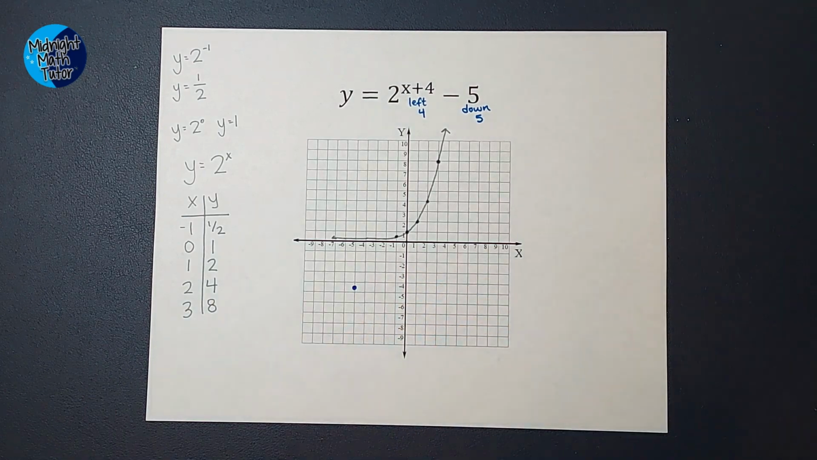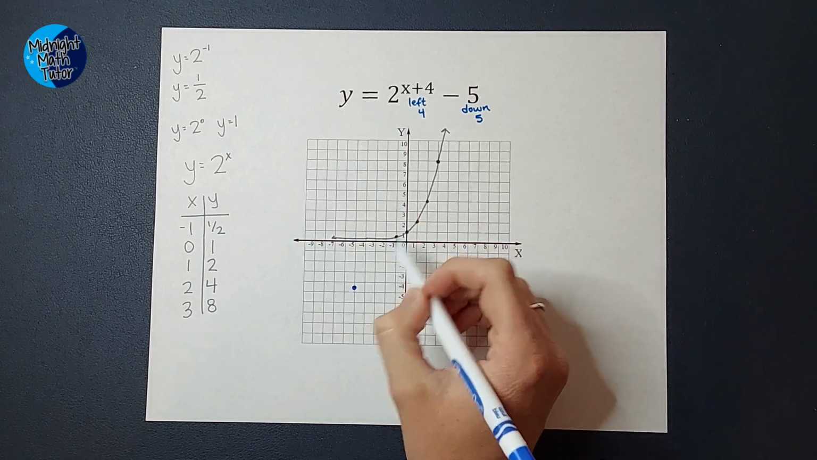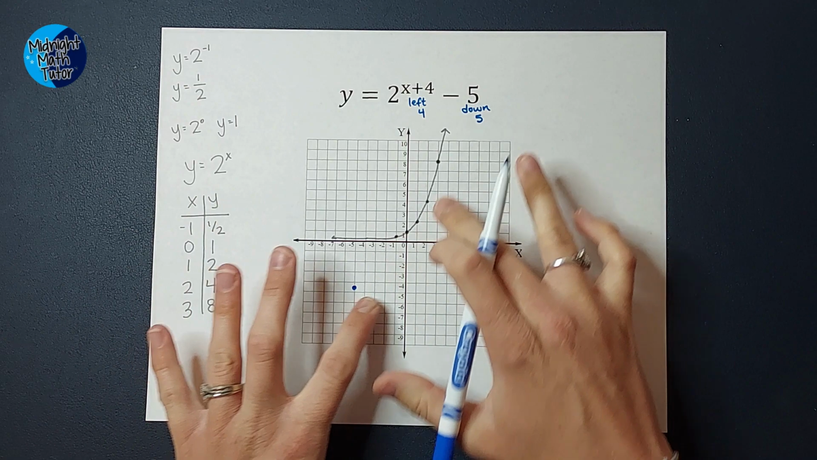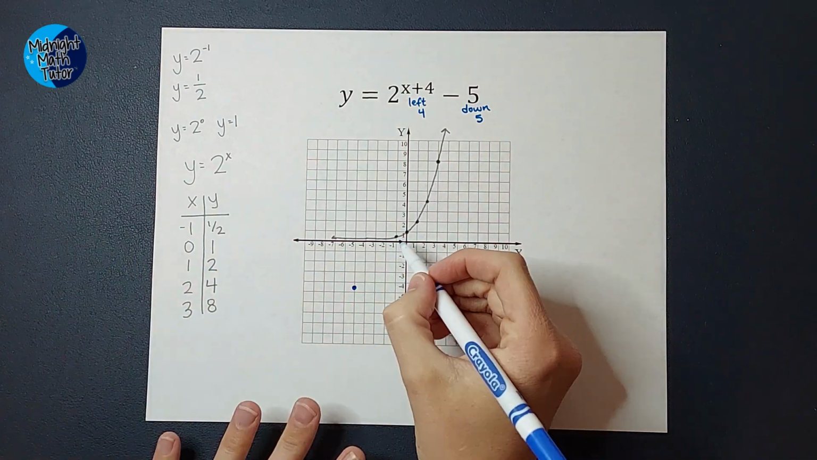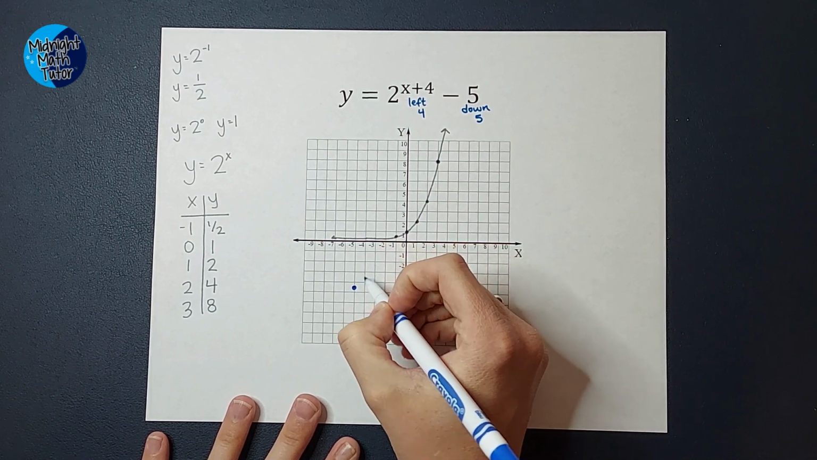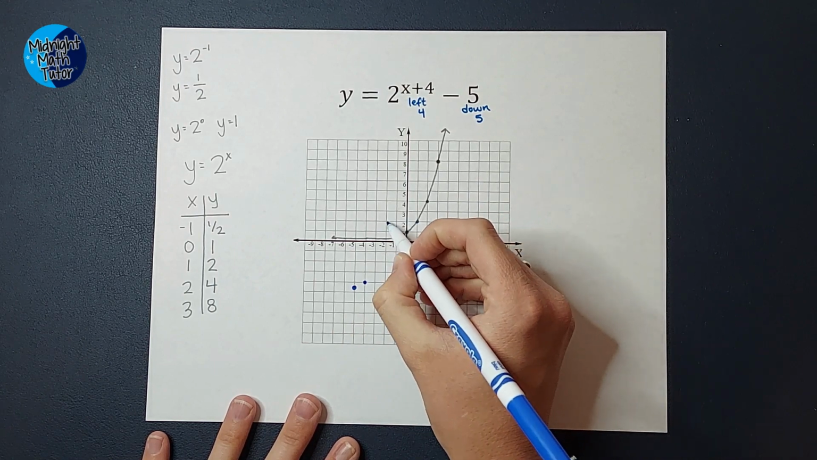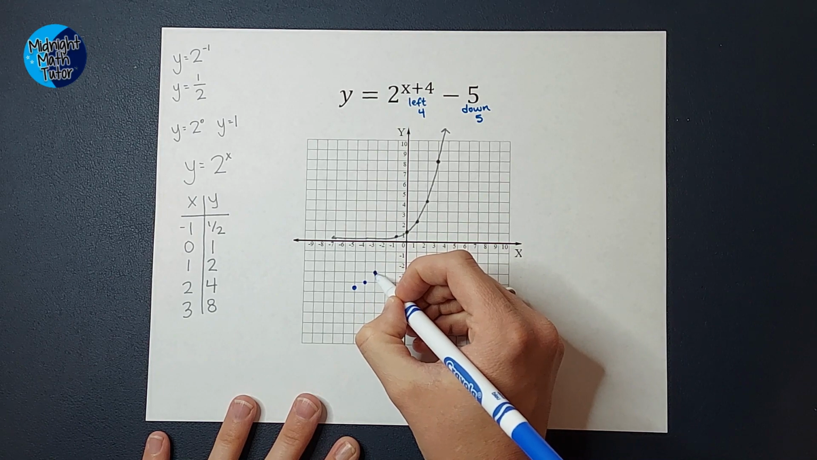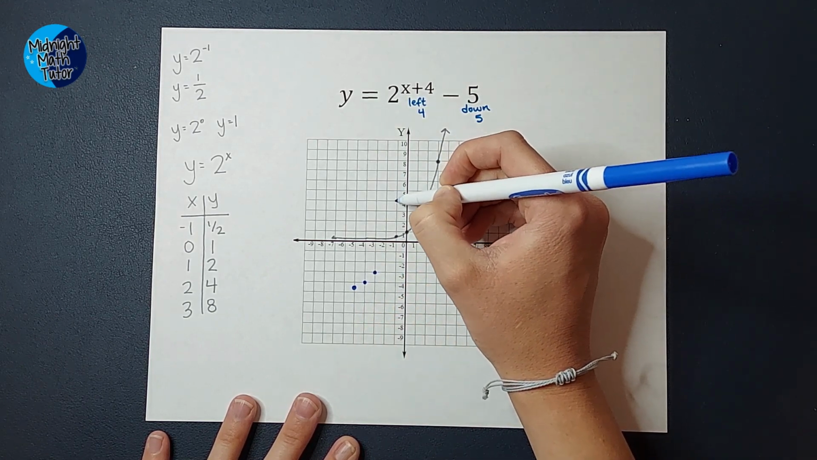Now from here, I can either go here and go to left 4, down 5 again, right? Or I can just see how these points are related and relate them the same way again. Okay, so either way, I'm just going to count my points. 1, 2, 3, 4, down 1, 2, 3, 4, 5. Okay, this one, left 1, 2, 3, 4, down 1, 2, 3, 4, 5. Okay, last one, 1, 2, 3, 4, down 1, 2, 3, 4, 5.